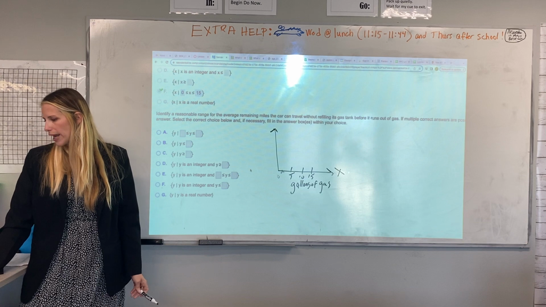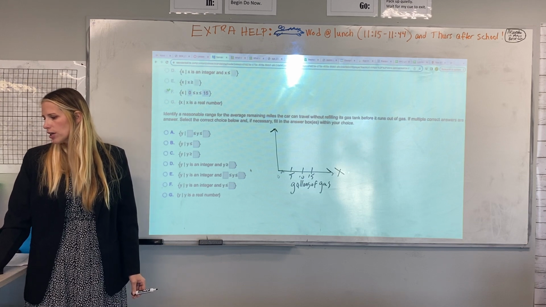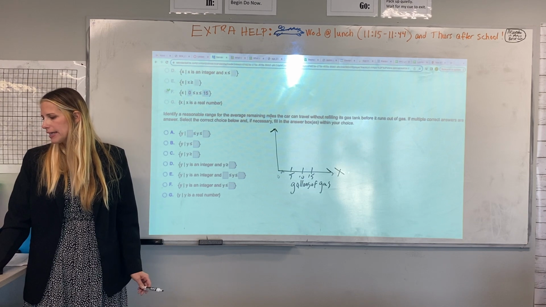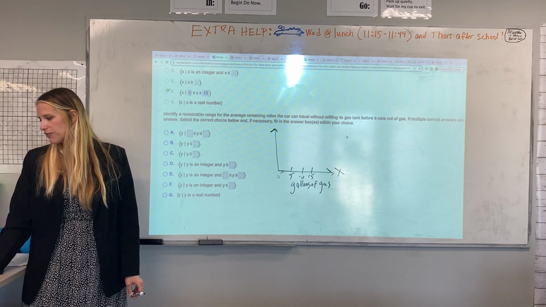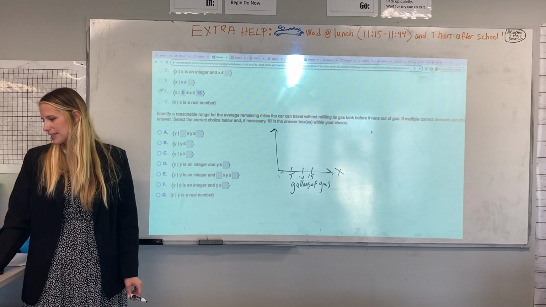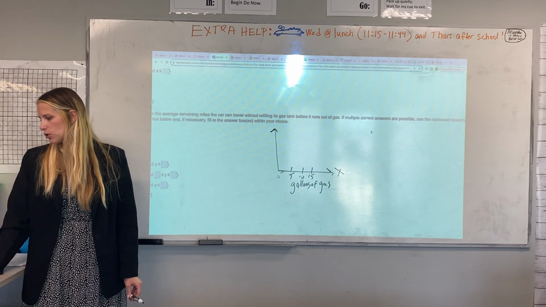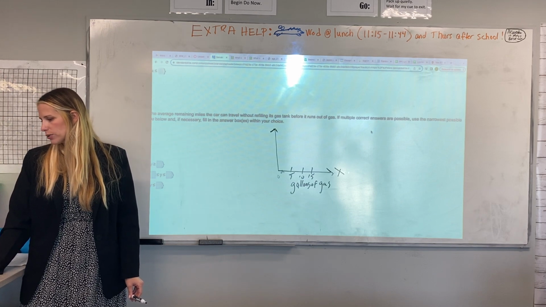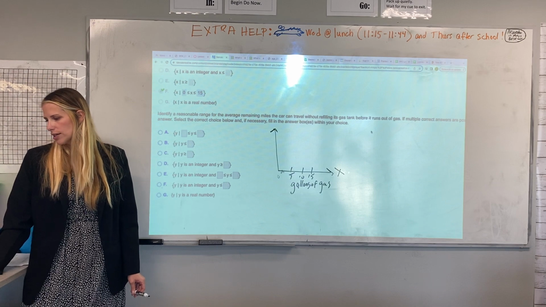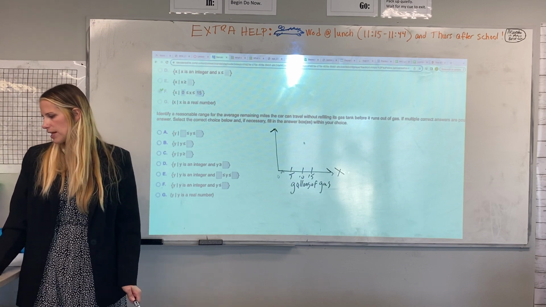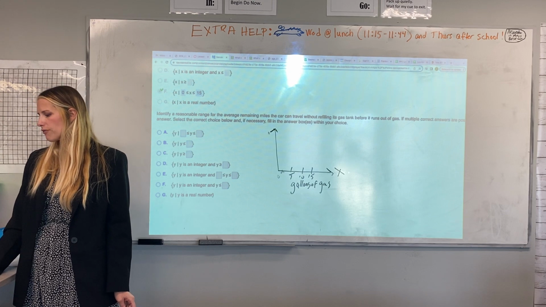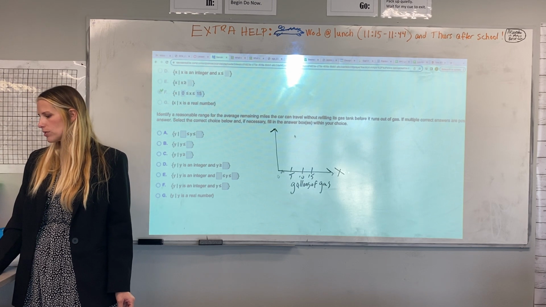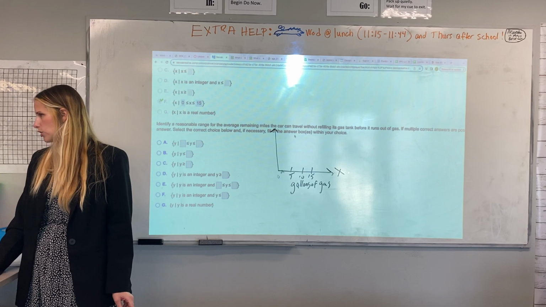Identify a reasonable range for the average remaining miles the car can travel without refilling its gas tank before it runs out of gas. If multiple answers are possible, use the narrowest possible answer. Select the correct choice below, and if necessary, fill in the answer boxes. Okay. Identify a reasonable range for the average remaining miles the car can travel.